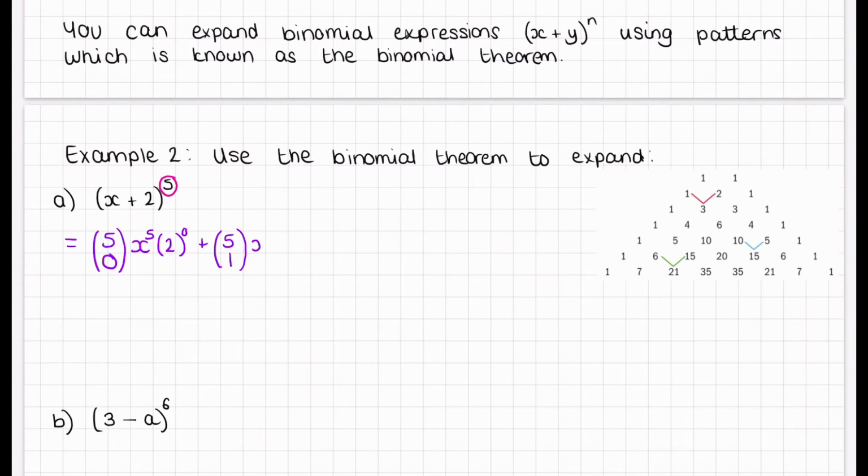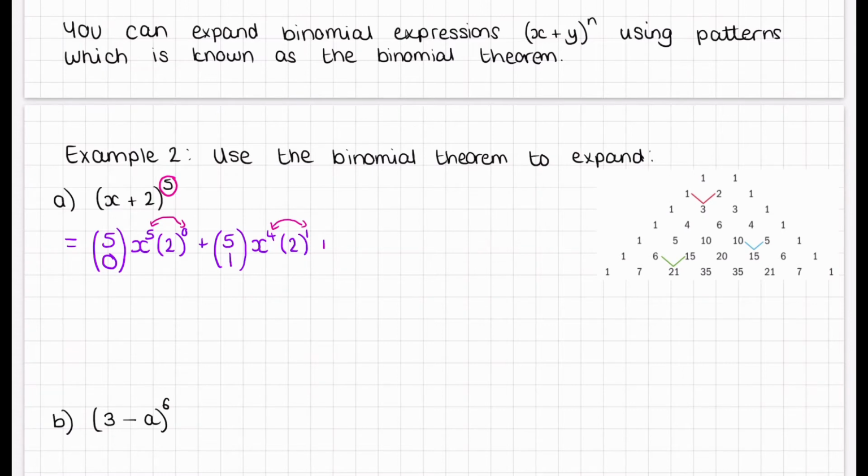Now when we're doing this, our first term, so our x, the power of that goes down by 1 each time. So this time we had 5 before, so now it'll be 4. And the second term, which is a 2, power goes up by 1 each time. So it'll be 2 to the power of 1. So you see here we have a 5 and a 0. Then we have a 4 and a 1.